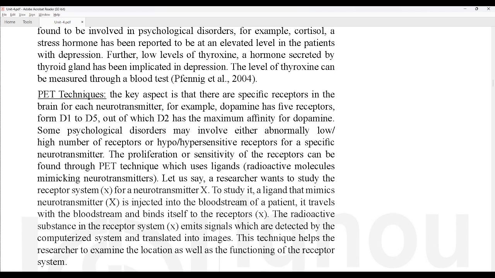The radioactive substance in the receptor system X emits signals which are detected by the computerized system and translated into images. This technique helps the researcher to examine the location as well as the functioning of the receptor system.